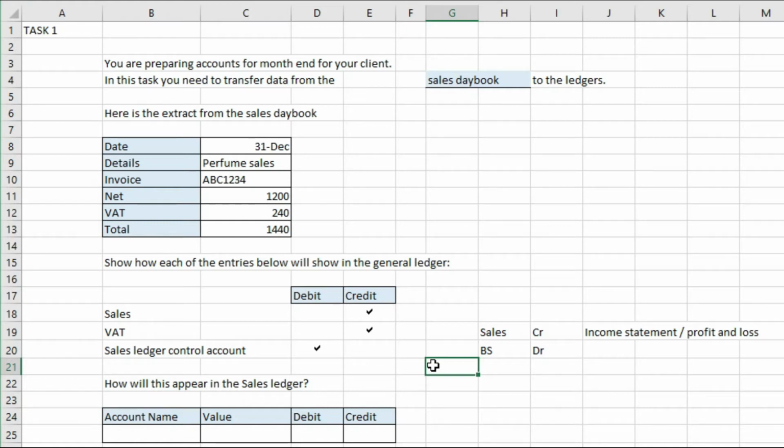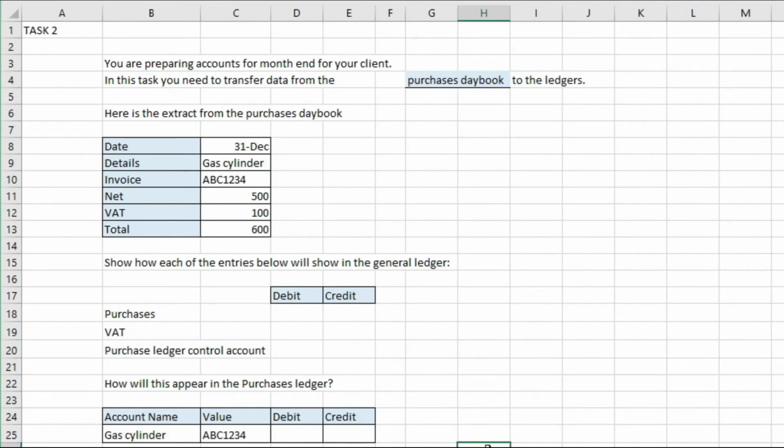When I then pay that money over to HMRC, the entries in the bank are going to be to credit the bank as a payment to HMRC and to debit the VAT control account to clear this down. So that's the reason behind that. So how will this appear in the sales ledger? So we're going to have the details of perfume sales up here. Our value is going to be the total, and that is going to be showing as a credit. So let's move on to task 2.